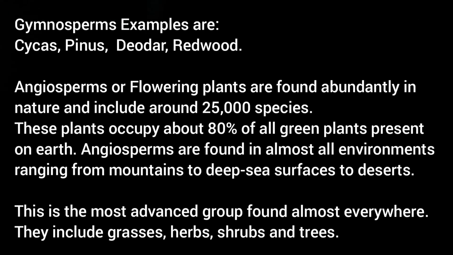Angiosperms or flowering plants are found abundantly in nature and include around 25,000 species. These plants occupy about 80% of all green plants present on Earth. Angiosperms are found in almost all environments, ranging from mountains to deep sea surfaces to deserts. This is the most advanced group, found almost everywhere. They include grasses, herbs, shrubs and trees.